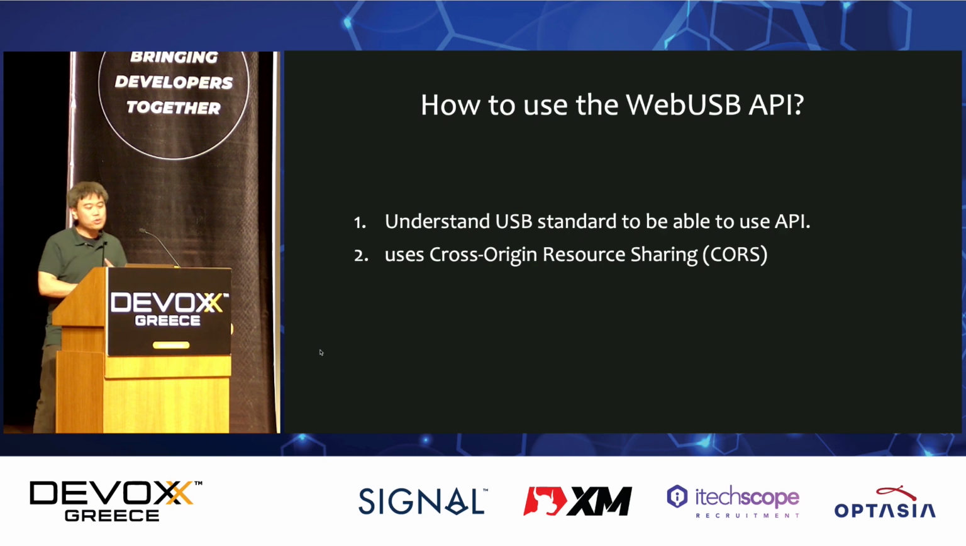And how to use the webUSB API. For the webUSB API, the first thing is you have to understand the USB standard in order to use this API, and also cross-origin resource sharing. So it requires you to be able to identify which website you're trying to connect to, or limit it, so that you can't just plug in a device and then connect to a specific one.